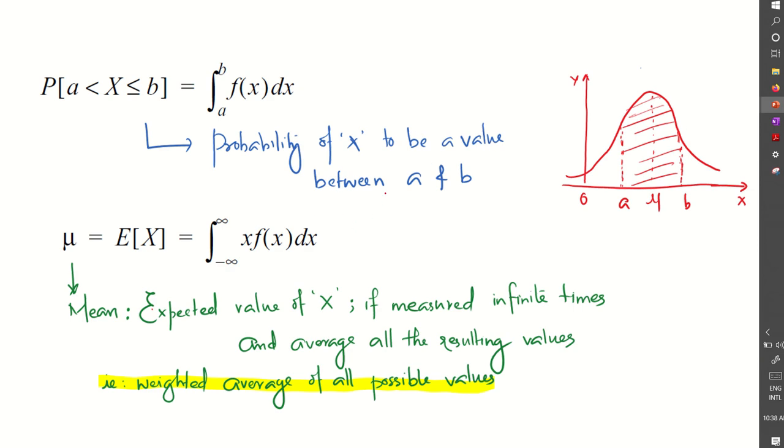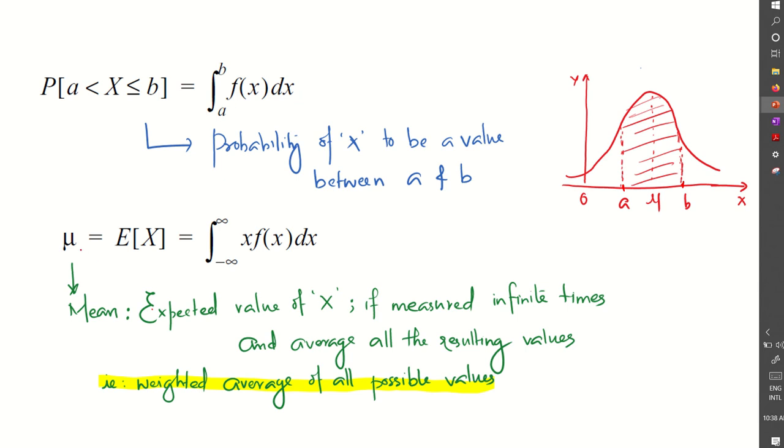Now if you want to identify the probability for that particular reading to come in between two values, let them be a and b, then the probability of x being between a and b can be found out by changing the limits of the integral, a to b, fx dx.